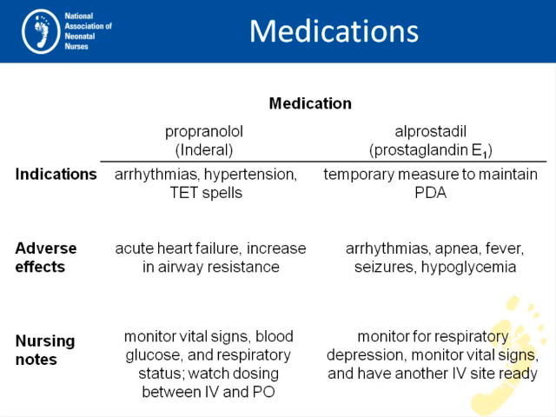Use caution when switching from oral to IV. IV dose is 1/10 the oral dose. Alprostadil, signs of improvement are improved blood pressure, pH, urine output, and blood oxygenation.